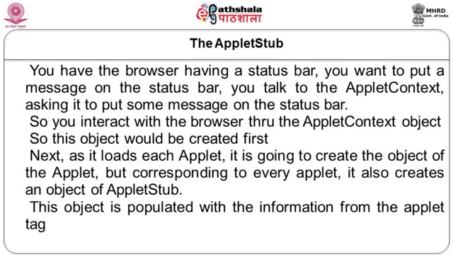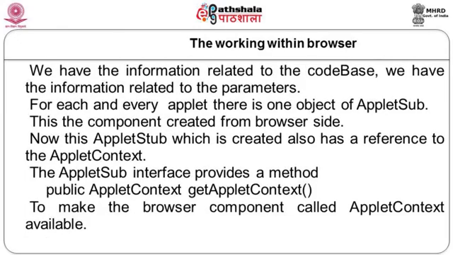Next, as it loads each applet object, it's going to create the object of Applet, but corresponding to every applet, it also creates an object of AppletStub, the other interface which we have here. We have the AppletContext interface, and the other interface called AppletStub. The AppletStub object is created one per applet. This object is populated with the information from the applet tag. What was the information in the applet tag? We had the information related to the codebase, and the information related to the parameters. So for each and every applet, there is one object of AppletStub. This is the component created from the browser side, defined by the browser.